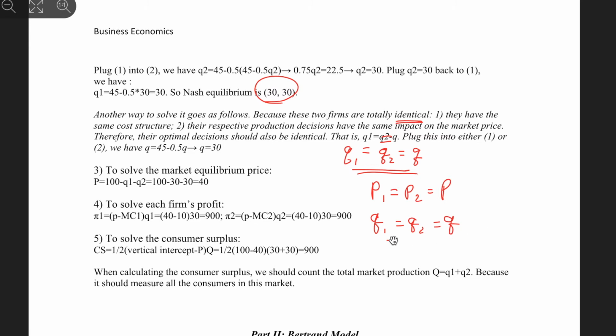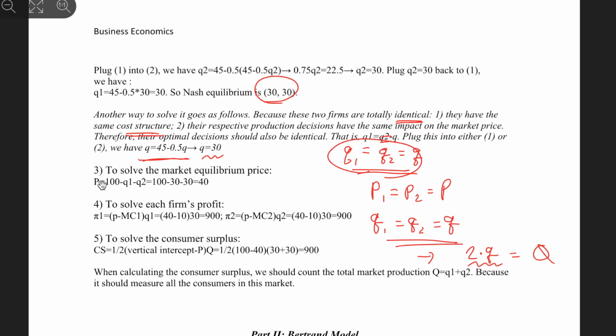So in this particular case, the market quantity is 2 times Q, the total Q. Okay, so let's move on. When we have this solution, instead of Q1 and Q2, we put Q and Q, and we get Q equals 30. A simple solution when we're having the same cost structure.